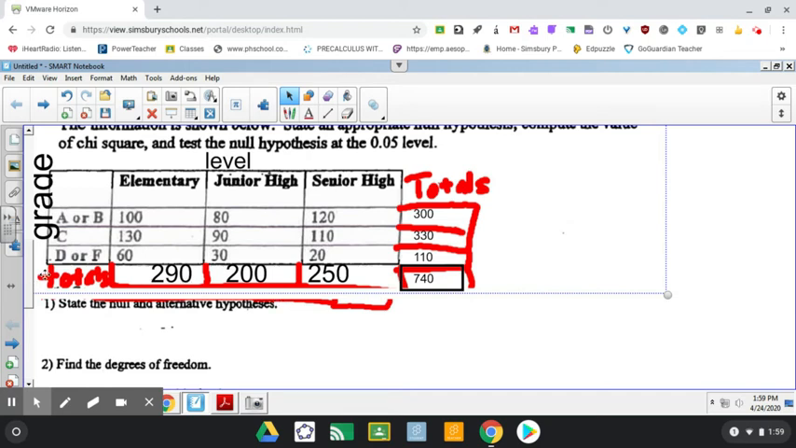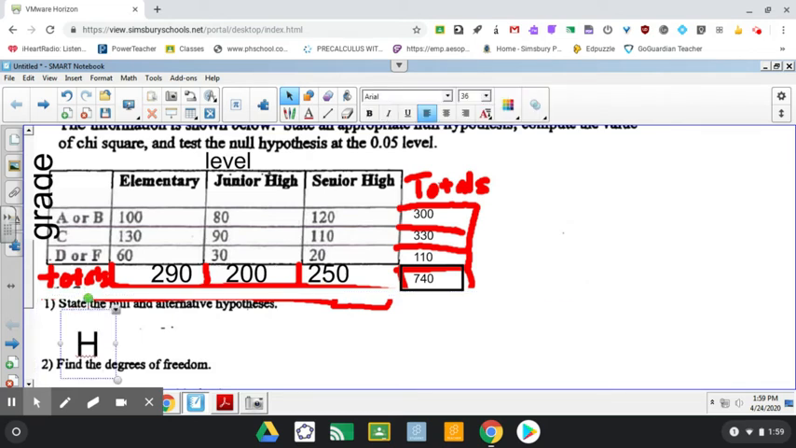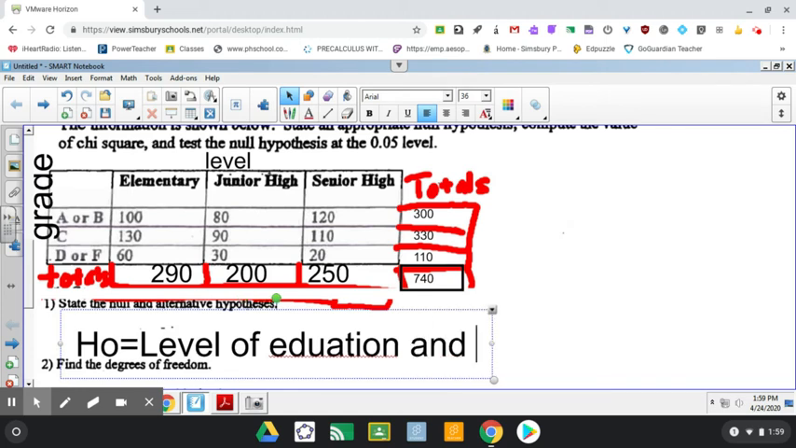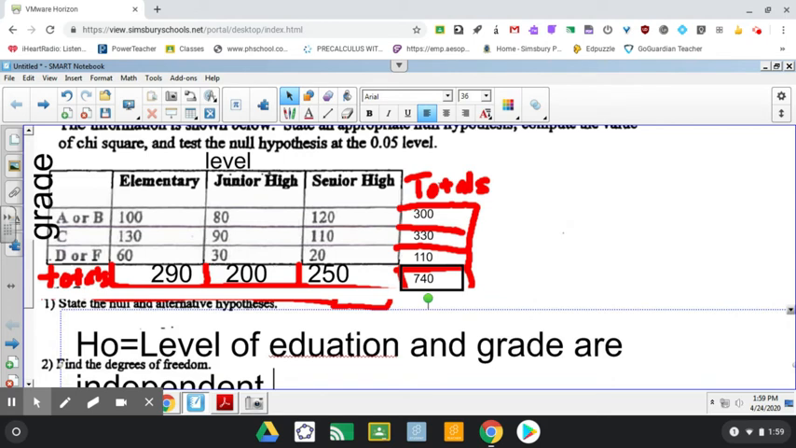Then we are going to state our null hypothesis. So this is where you want to get pretty specific. You want to say that your H0, your null hypothesis, is that your grade level, you could just say actually level of education, it's probably easier, and grade are independent. Okay, so that's your null.